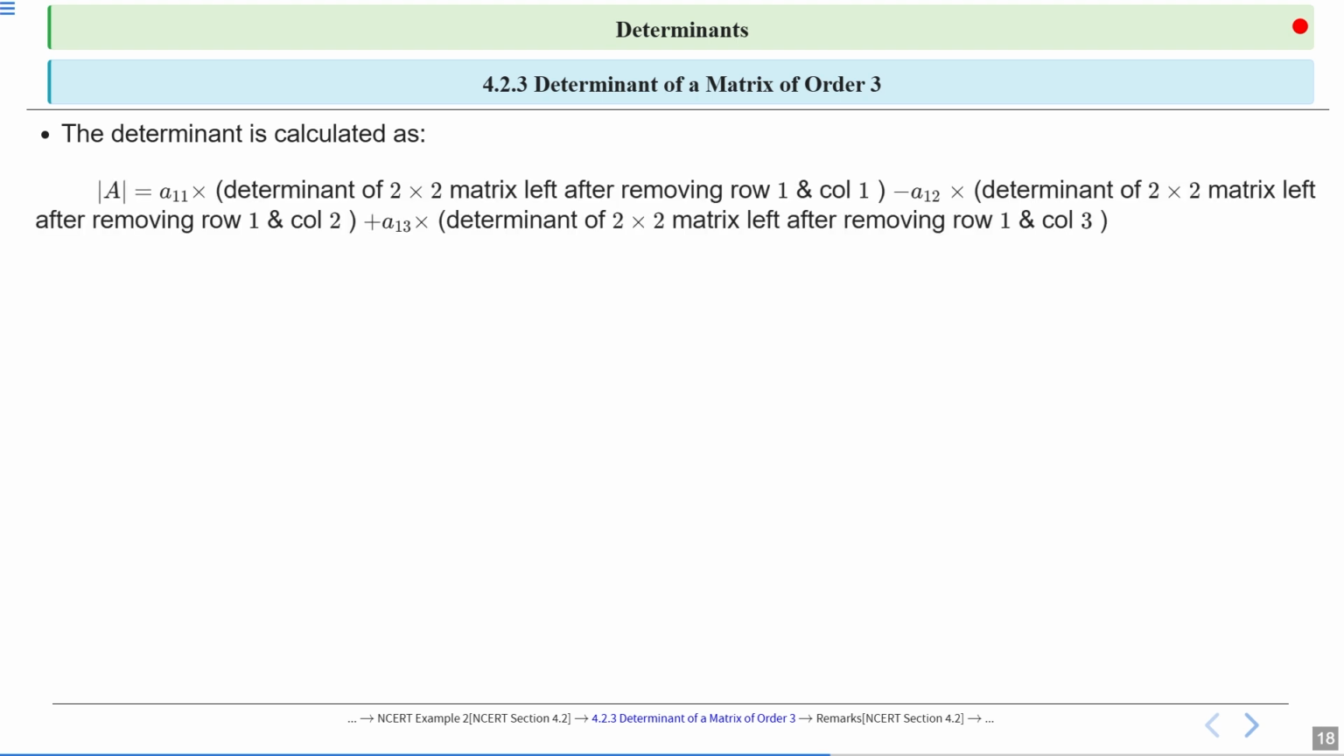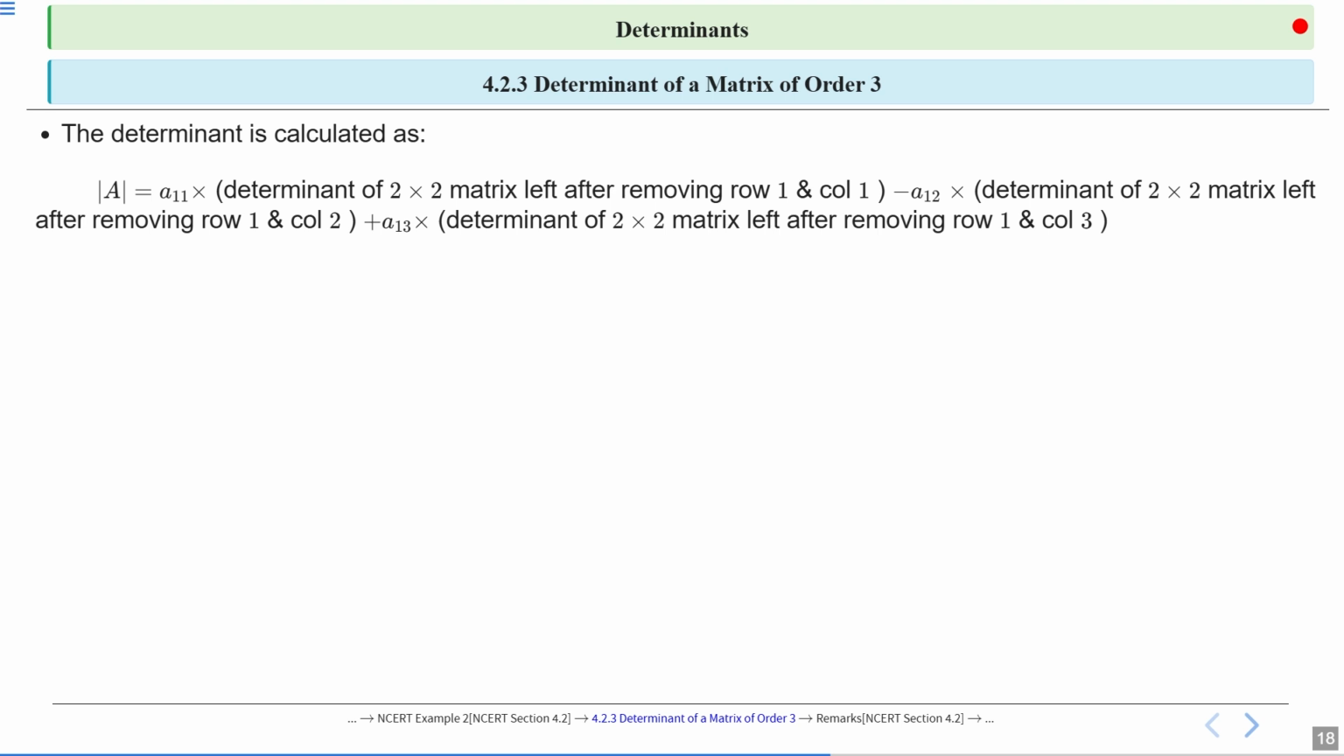So the general formula to calculate determinant, we expand along first row. So we take first element a11 times determinant of 2 cross 2 matrix left after removing row 1 and column 1, minus second element, that is a12, times determinant of 2 cross 2 matrix left after removing row 1 and column 2, plus a13 into determinant of 2 cross 2 matrix left after removing row 1 and column 3. Okay. So whenever you have to find the value of determinant, we can expand along any row or column.